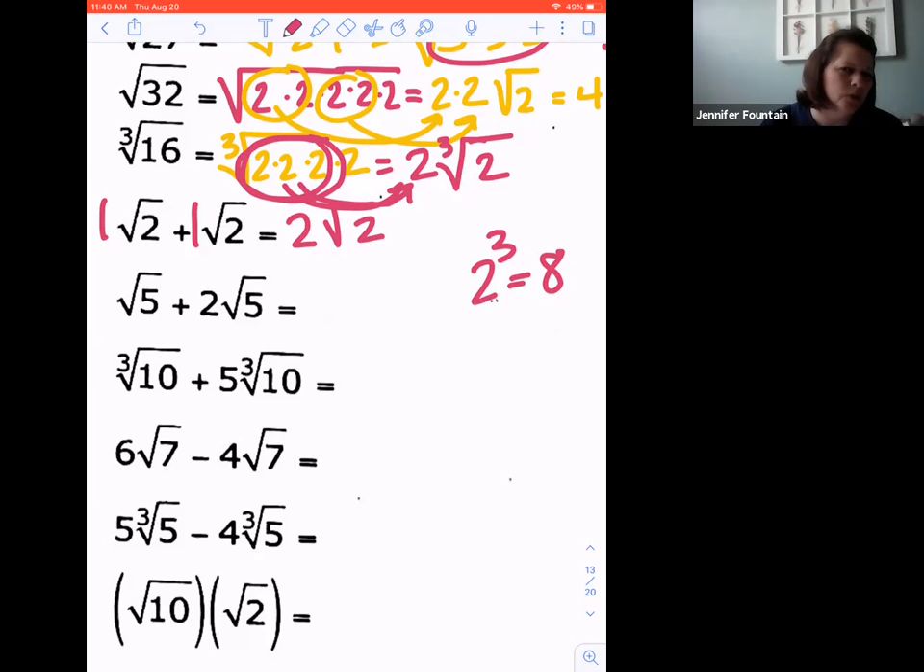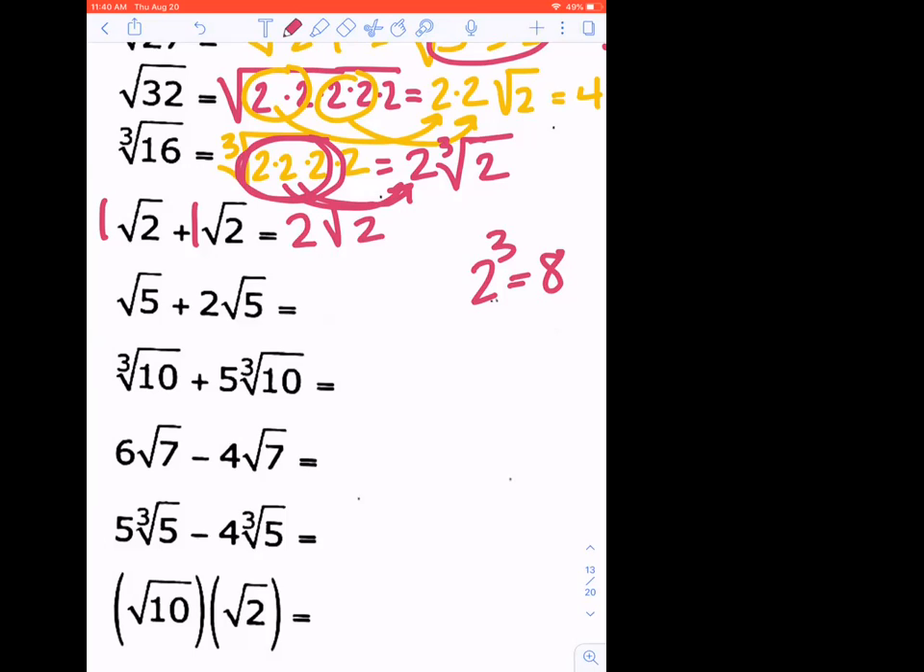Does that help, Richard? Yes, ma'am. Okay, so that's why I make a big deal about circling the buddies. Whatever I have circled can only come out as one group of that number, so it only comes out as one of that number.